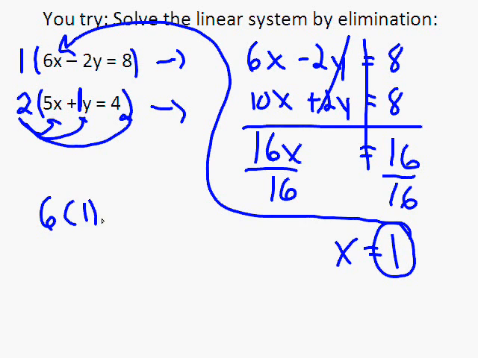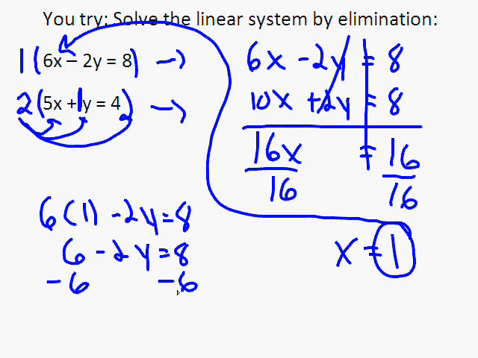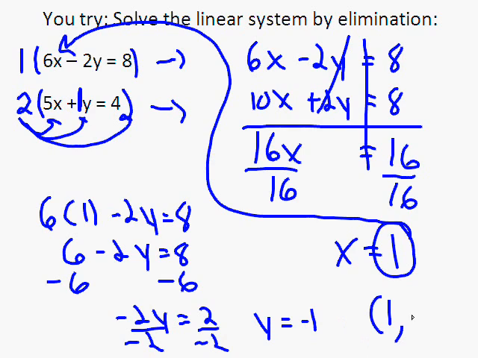We get 6 times 1 minus 2y equal to 8. 6 minus 2y is equal to 8. Subtract 6 from both sides. We get negative 2y is equal to 2. Divide both sides by negative 2. And we get y is equal to negative 1. So our solution should be 1 comma negative 1.